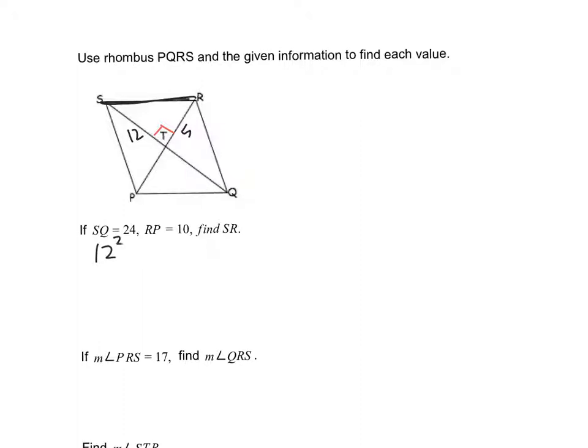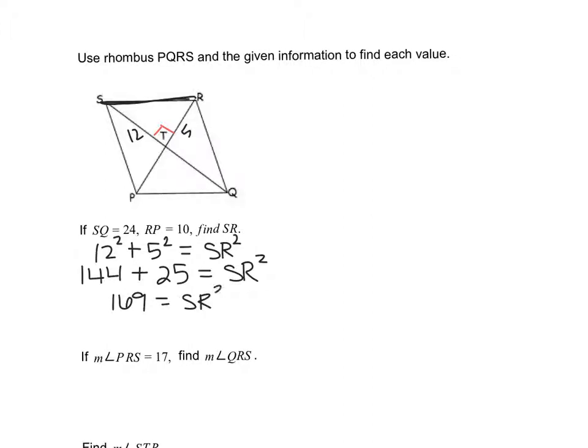So we have that 12 squared plus 5 squared is going to equal SR squared. 12 squared is 144 plus 5 squared, which is 25. 144 plus 25 is 169. Then we take the square root of both sides and we get that SR is 13.